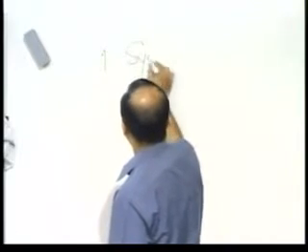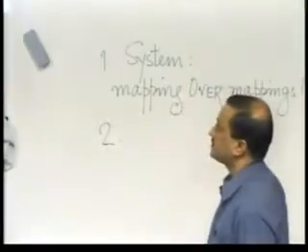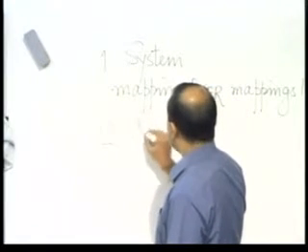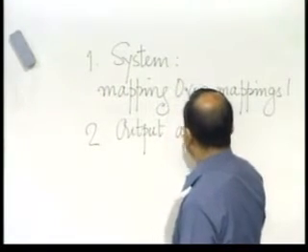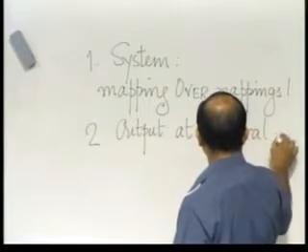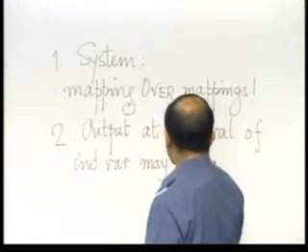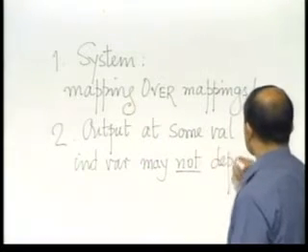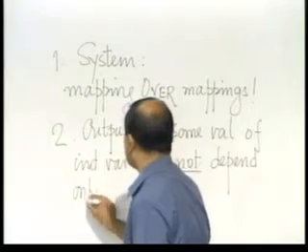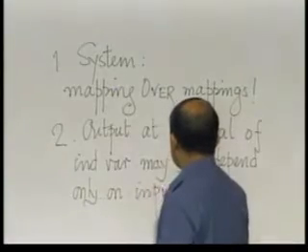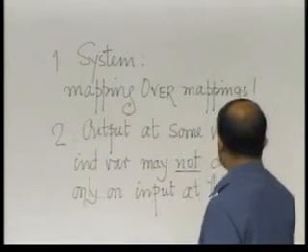A system is a mapping over mappings. And point number two, output at some value of the independent variable may not depend only on input at that independent variable.